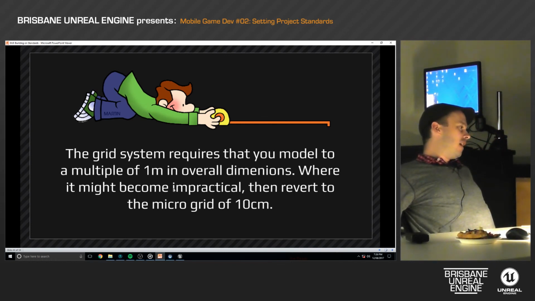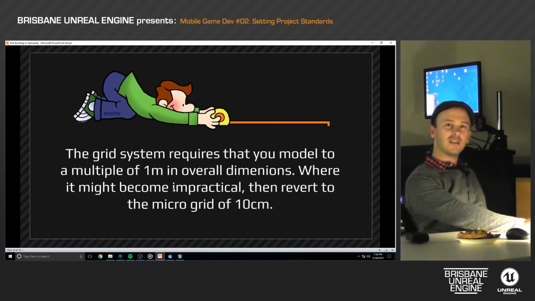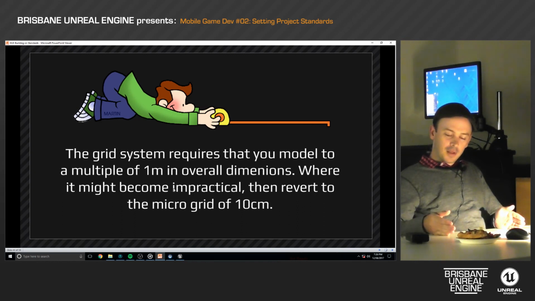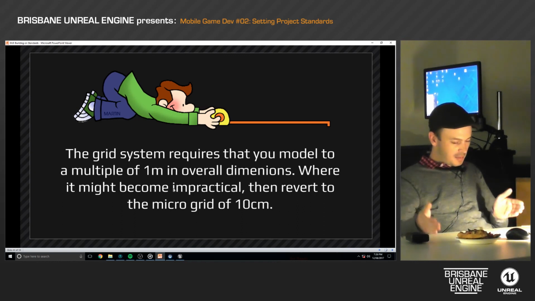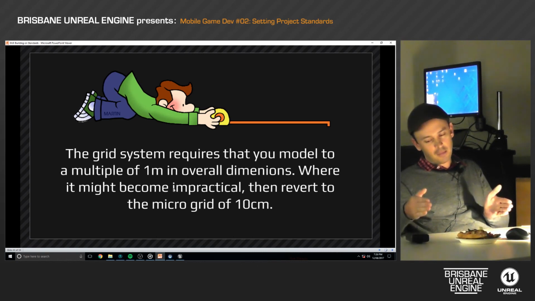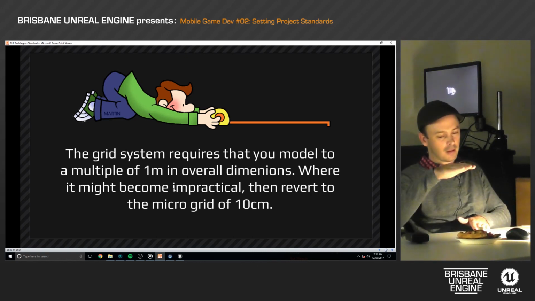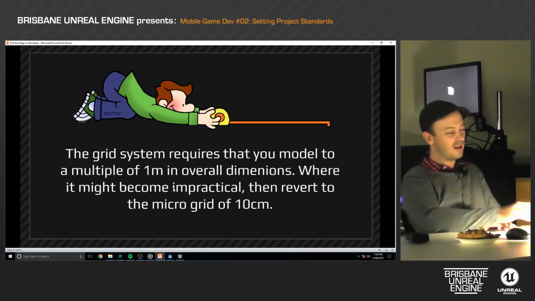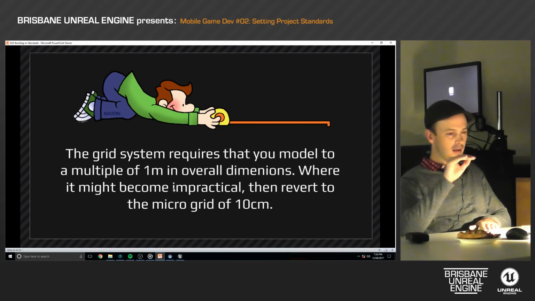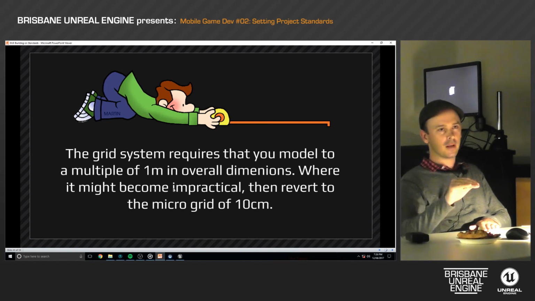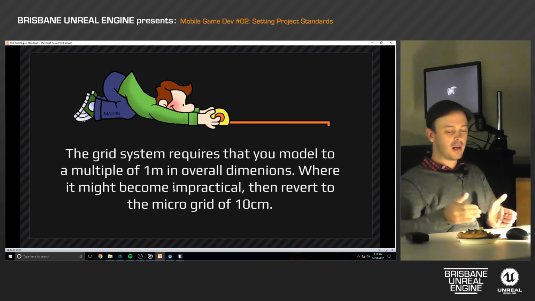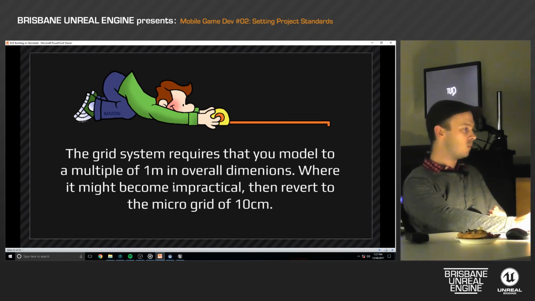So these are the dimensions of our grid system. 1 meter by 1 meter. How easy is that? So if you're modeling up something in Maya or 3ds Max or whatever, just make sure that it's a multiple of 1 meter in height, width, length. If that can't work, because sometimes it can't, just make it a 100 mil increment, okay, or 10 centimeters. So we've got like the macro grid, which is 1 meter, and then the micro, which is 10 centimeters.